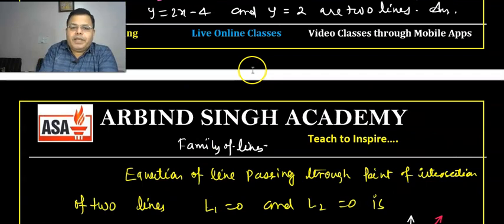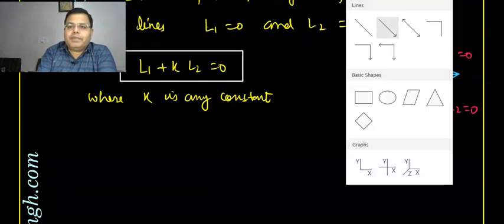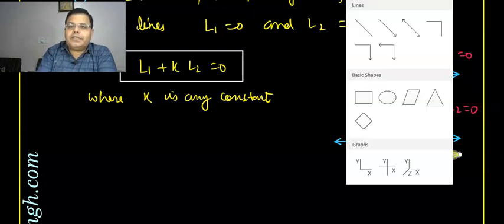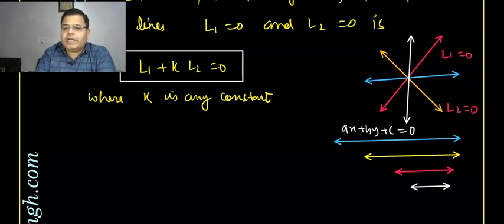Also, there is a second type of family, which we have already discussed, but let me remind you. The second type is a line parallel to another line. If there is a line, then parallel lines of that can be infinite. There can be other lines which are parallel to this, and all of them can be parallel. There can be an infinite number of lines parallel to it. If the equation of the line is ax + by + c = 0, then all these lines are parallel to it.